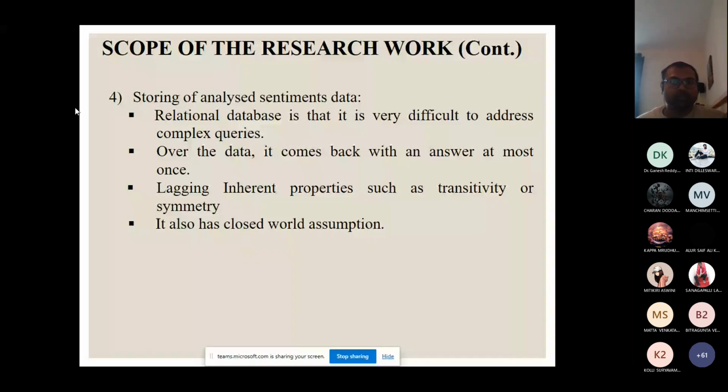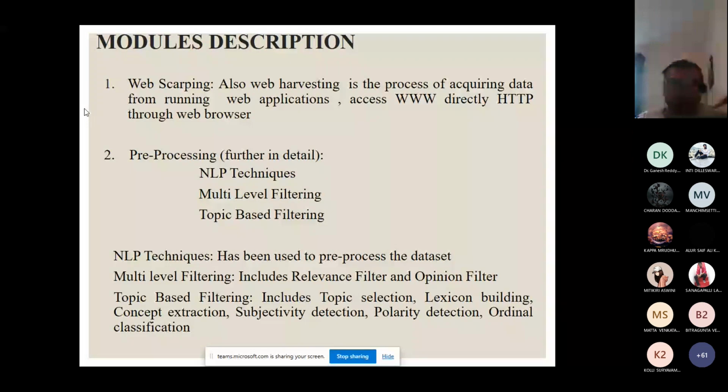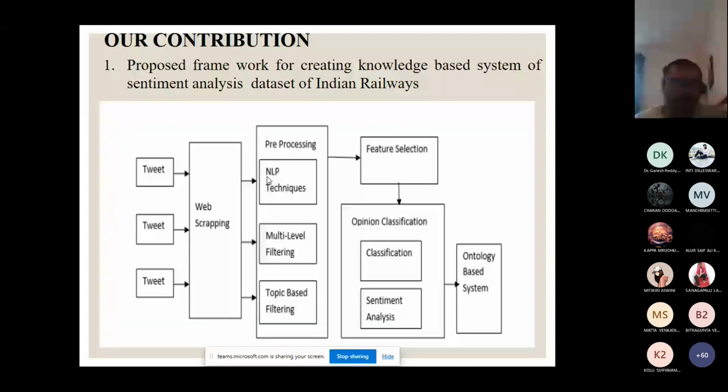So this is my total work contribution. Like tweets, we are taking social media data, we are doing web scraping. Not only did I do pre-processing with NLP techniques, after that I have done different multi-level filtering and topic based filtering. Then on that data I have applied feature selection and did opinion classification. Finally, after getting the classification results, I apply the ontology on that. And I upload the ontology.